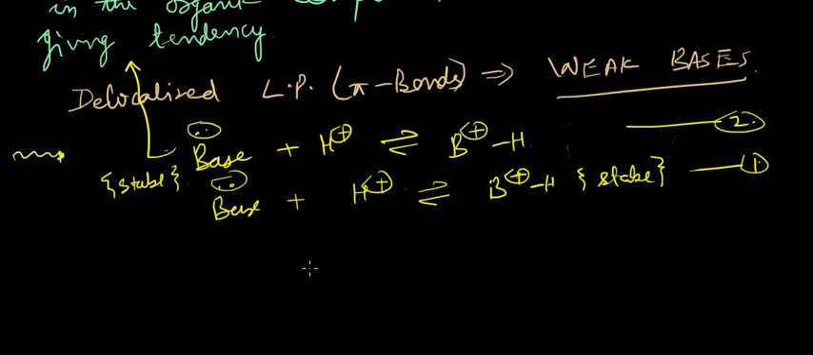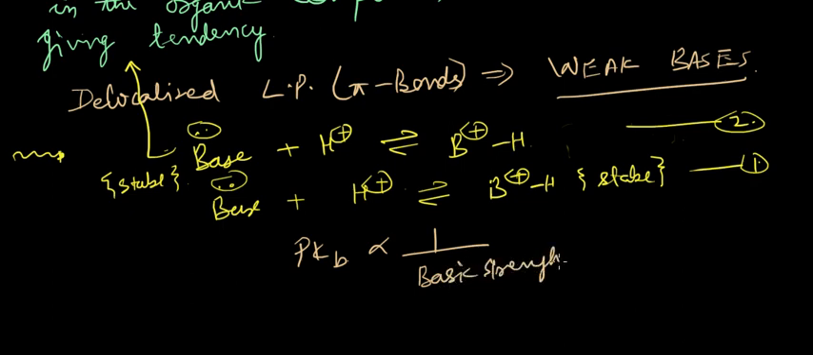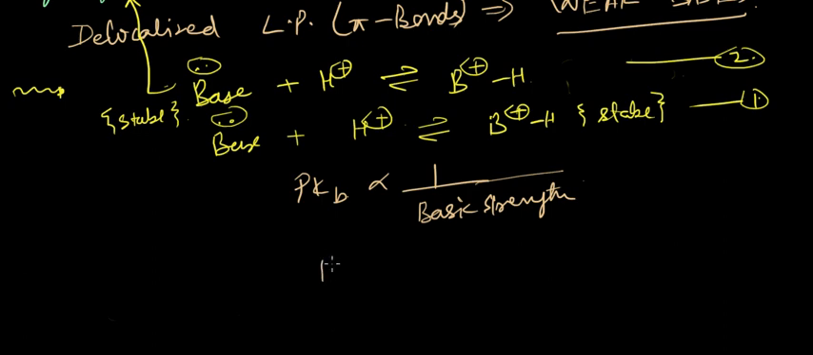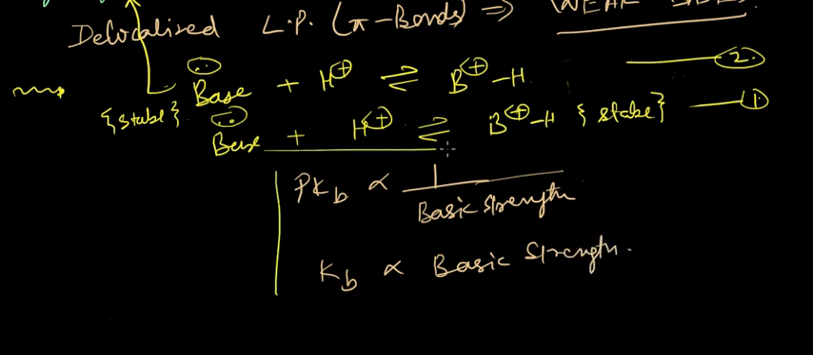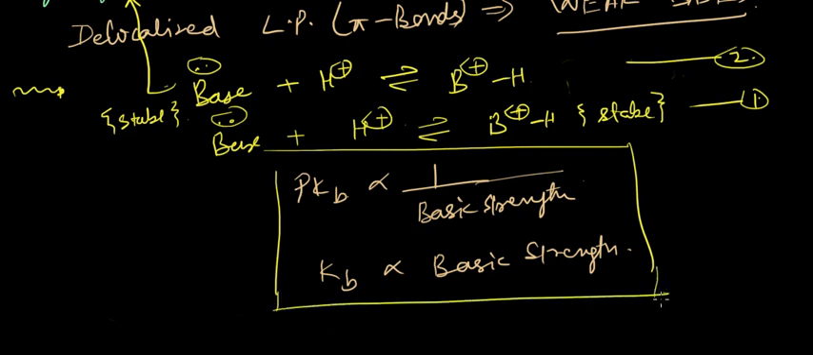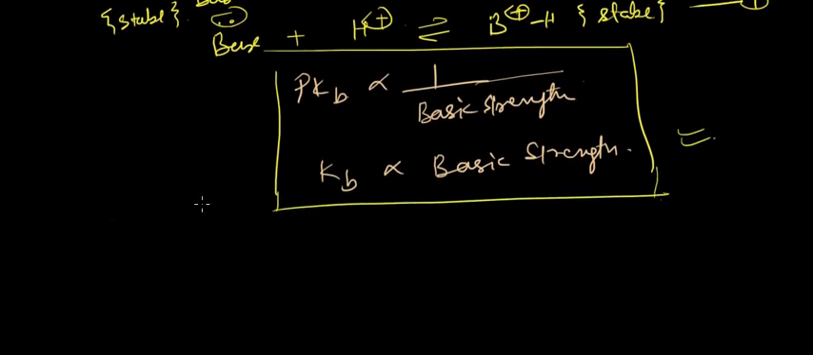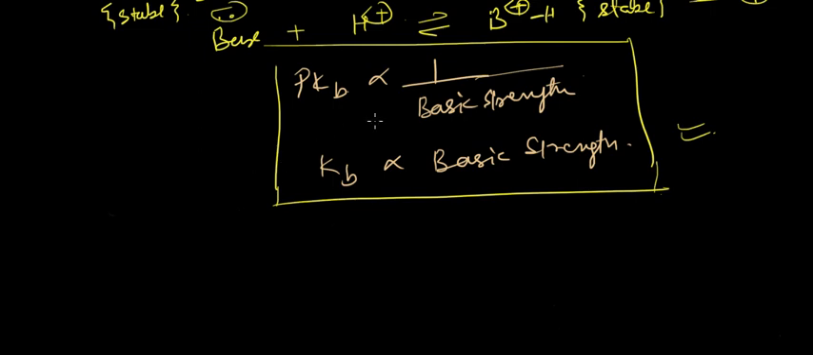Okay, so let us look at what is a pKa value. As we have for acids a pKa value, we have for bases pKb value, which is inversely proportional to the basic strength. And similarly, we had Ka value which was directly proportional to the acidic strength. Here we have Kb value which is directly proportional to the basic strength. So just remember this. You will get to remember this directly or without any flaw when you just practice more and more on these lines.